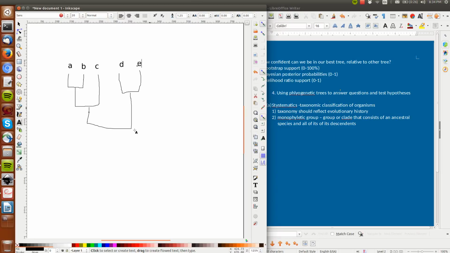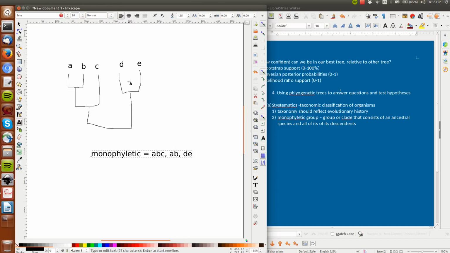So let's think about some of these. Monophyletic groups include the group that is A, B, and C is one monophyletic group. So is AB. AB is also a monophyletic group. So AB and its ancestor would be monophyletic, ABC and its ancestor is monophyletic, as is DE and its ancestor.